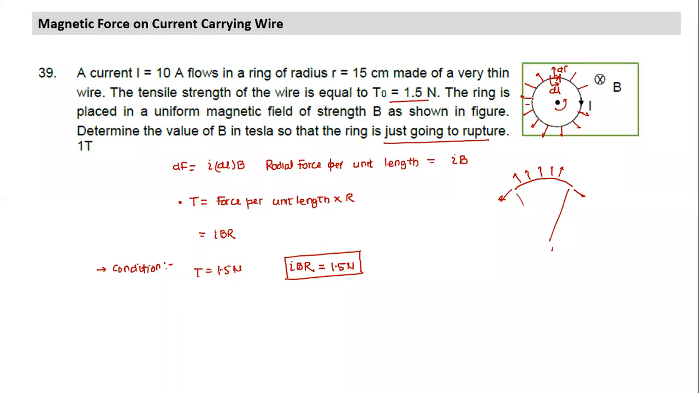If we divide into semicircles, we have to take the vertical component, equal to 2T. T is acting here and T is acting here, and force per unit length is acting in the radial direction. If I take its vertical component, force per unit length is acting on what length? If you take the projection, it is 2R. So force per unit length into 2R is equal to 2T, which gives you the same equation. Both ways it can be done.